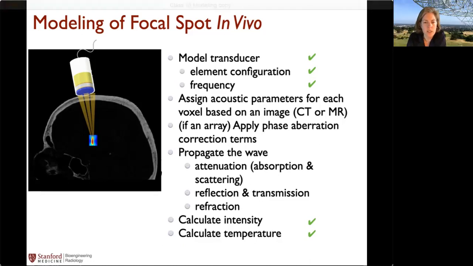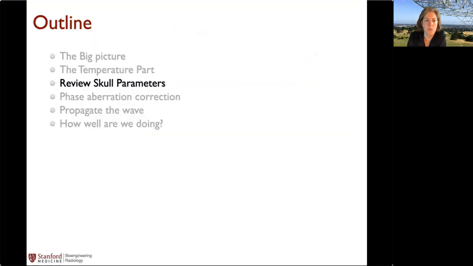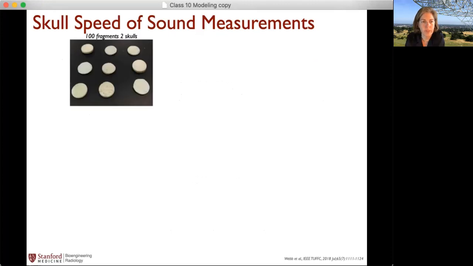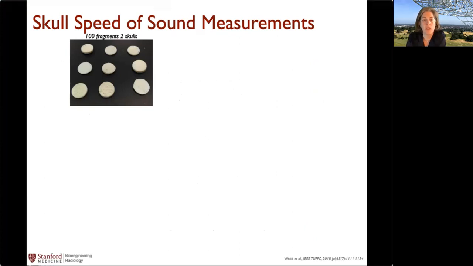Okay, well, let's go to the next part. And I've already introduced some of this for the acoustic parameters. So this part should go relatively quickly because we've talked about it already, but I did want to review it anyway. So first of all, we're going to need to know what the speed of sound is for every voxel. And all the information you have is you're going to have a picture, a CT picture, or an MR picture.